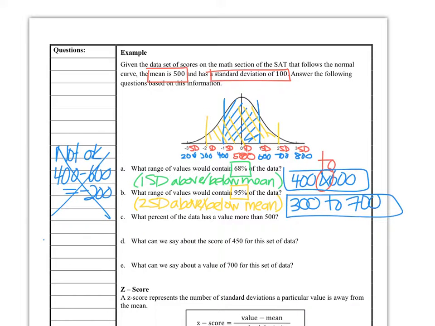Then the question is asked, what percentage of the data has a value of more than 500? So here's 500, smack dab on the mean. If I look to the right of this, so in this space here, how much data would lie to the right of my mean? Well, typically the mean is exactly in the middle. That's what a mean is, the average middle number. And therefore you would have exactly half of your data, which is 50%.